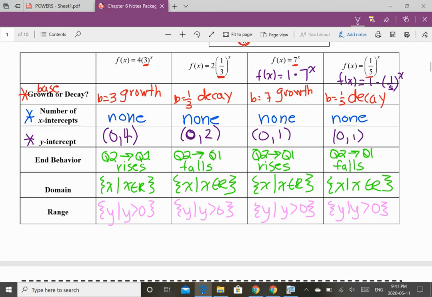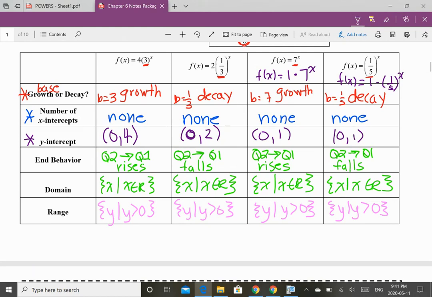So let's do a quick summary of what we did. We looked at our base to determine growth or decay. If our base is greater than 1, exponential growth; between 0 and 1, exponential decay. We never have x-intercepts. Our y-intercept was connected to our coefficient. Our end behavior is always quadrant 2 to quadrant 1. It rises if we have growth. It falls if we have decay. Our domain is always x is an element of the reals. Our range is always y is greater than 0.